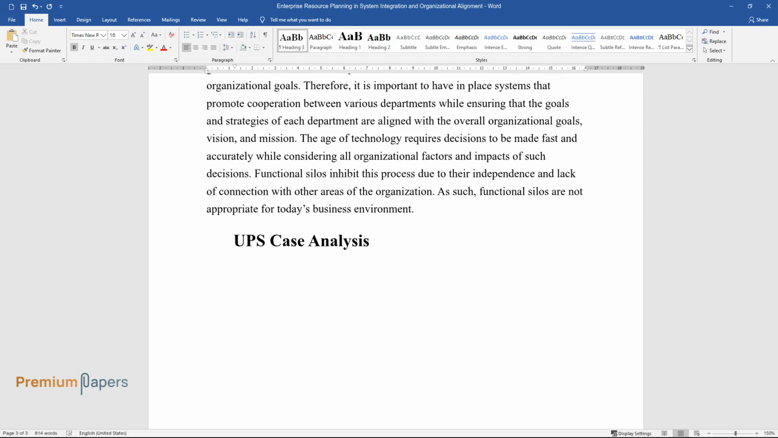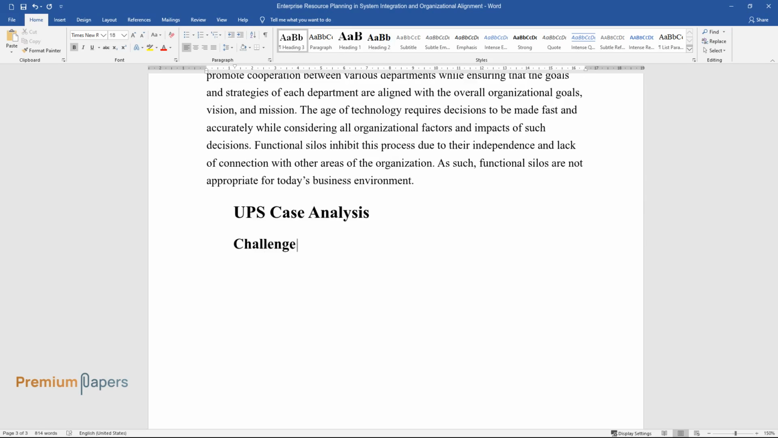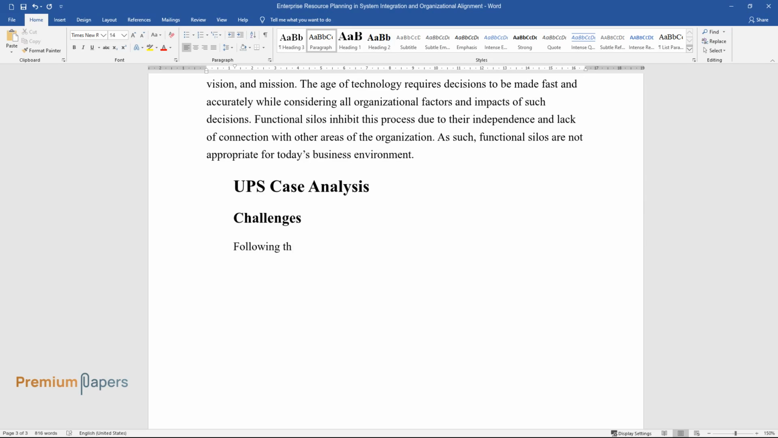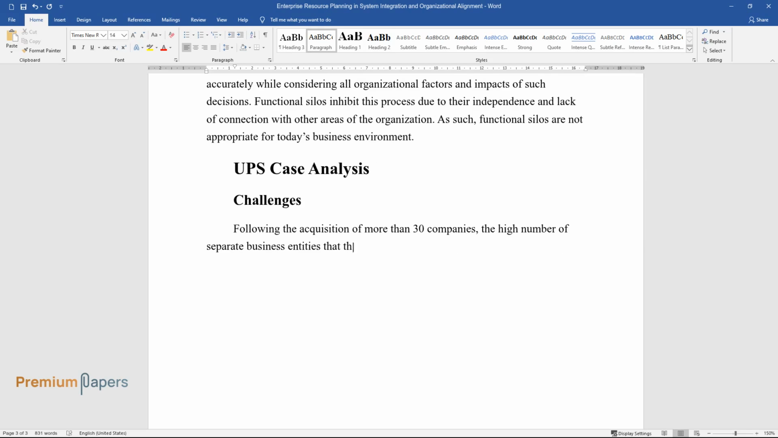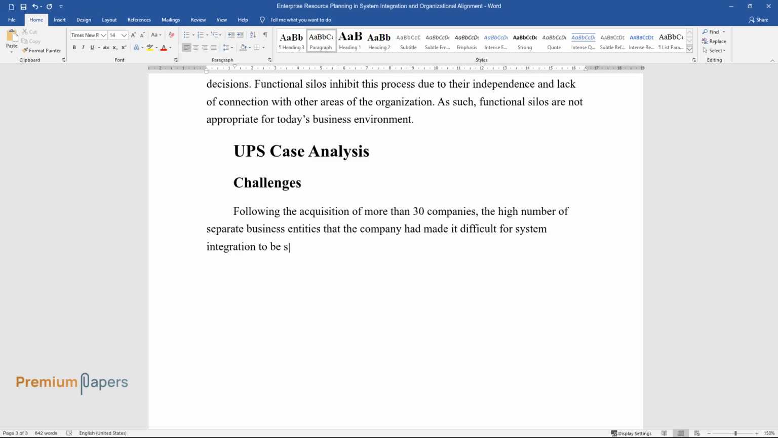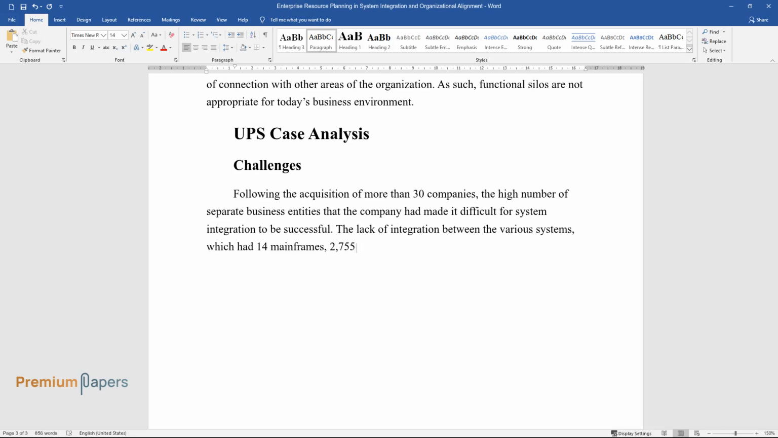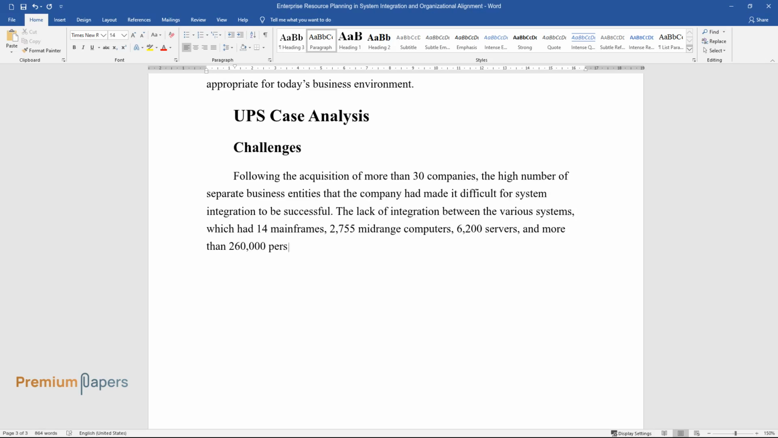UPS case analysis. Challenges. Following the acquisition of more than 30 companies, the high number of separate business entities that the company had made it difficult for system integration to be successful. The lack of integration between the various systems, which had 14 mainframes, 2,755 mid-range computers, 6,200 servers, and more than 260,000 personal computers, made the process of integration even more challenging.